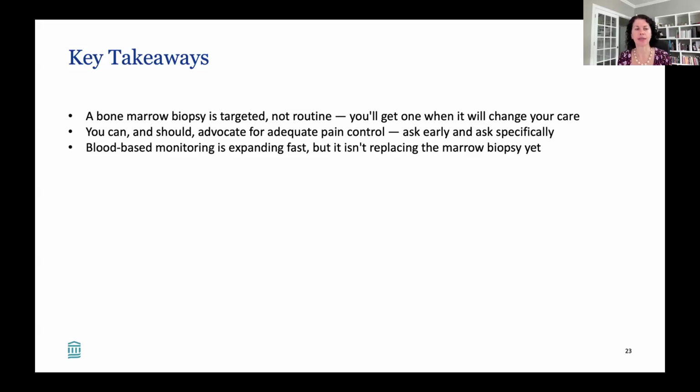And I think that can also really help you know what to expect so that you're able to tolerate this procedure better. And like I mentioned, blood-based monitoring is expanding very quickly. There's lots of really cool research out there, but it's not yet ready to replace all bone marrow biopsies, but the hope would be that at some point it would.